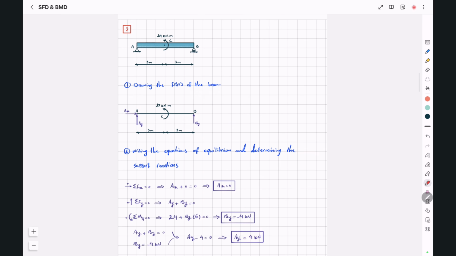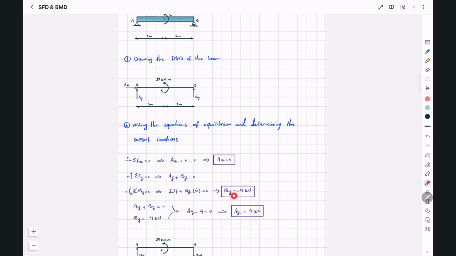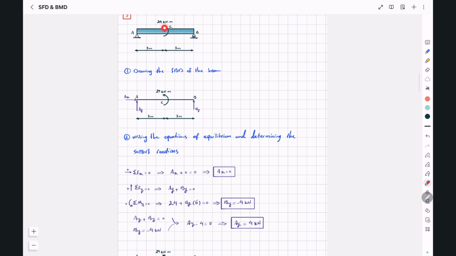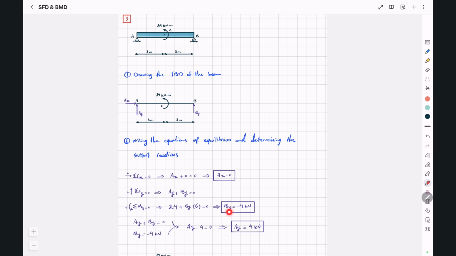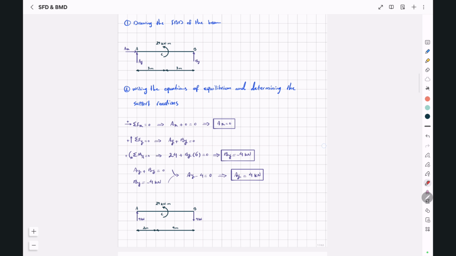So if we draw the free body diagram for this beam and write the equations of equilibrium, we can see that the support reactions don't change by moving this concentrated moment. So similar to example 7, we're going to have a By equal to negative 4 and Ay equal to positive 4. So this is how your free body diagram will look like for example 9.